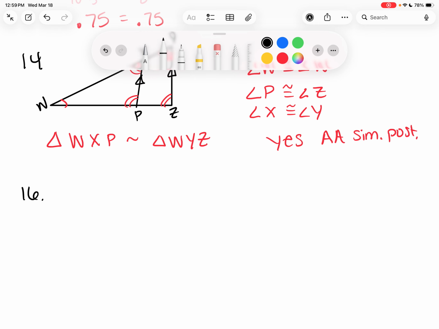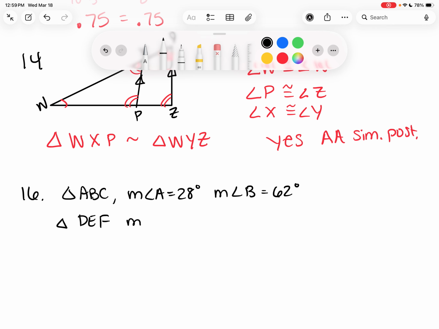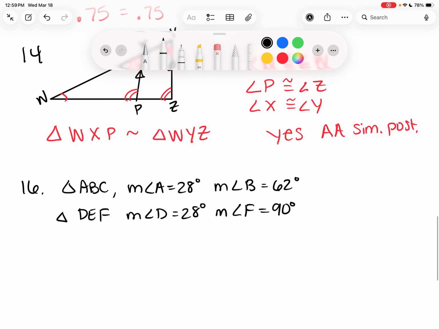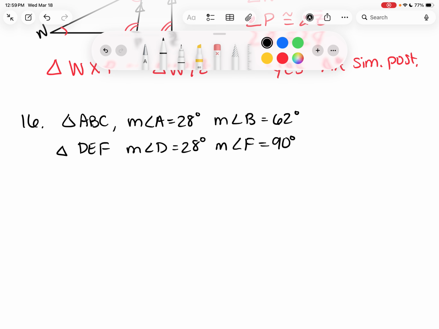So it says in triangle ABC, the measure of angle A is 28 degrees and the measure of angle B is 62 degrees. In triangle DEF, the measure of angle D is 28 degrees and the measure of angle F is 90 degrees. And so it wants me to state what I could use to determine that these are similar or not. And that may involve solving for something else.